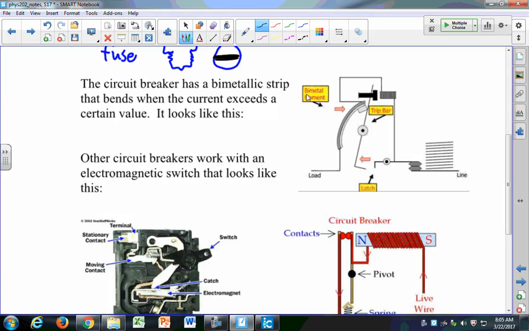Fuses can work in a couple different ways. This one, we don't really use it anymore very much, uses a bimetallic element. Let's see, we didn't do thermal last semester, did we? Well, when you put two metals together and you heat them up, one metal will expand at a faster rate than the other metal. And so if I have two metals and I heat them up, one of them is going to get bigger faster than the other one. And what that's going to do is cause it to bend in one direction or the other.